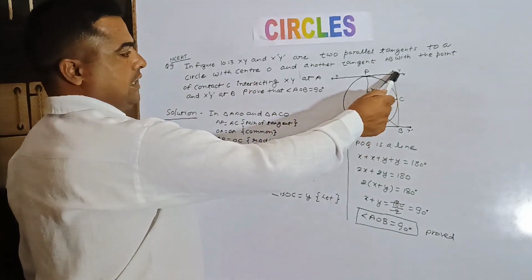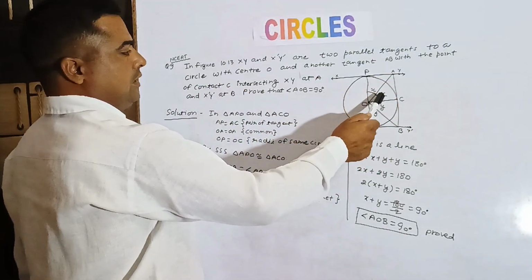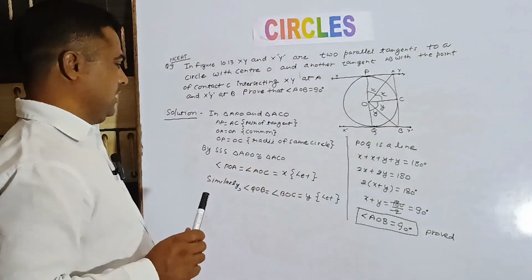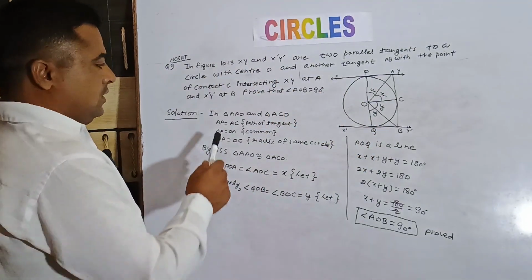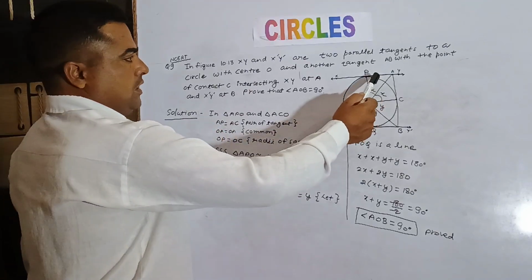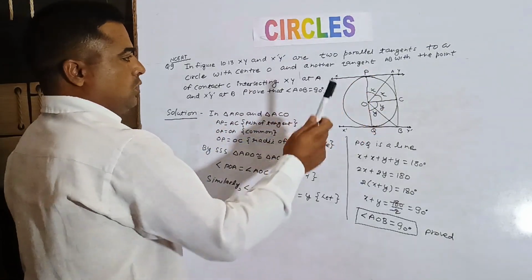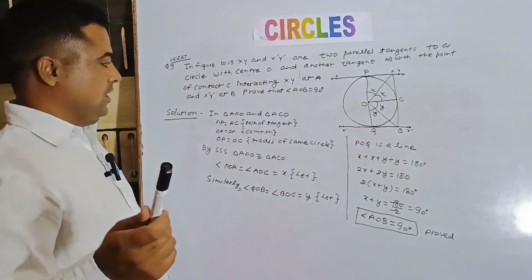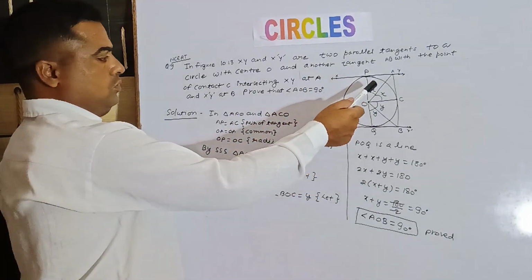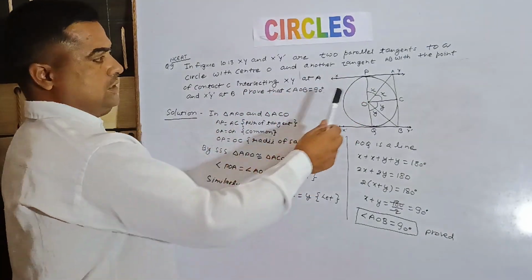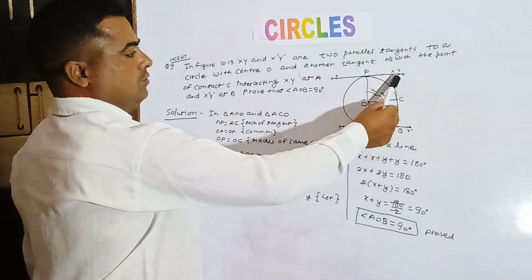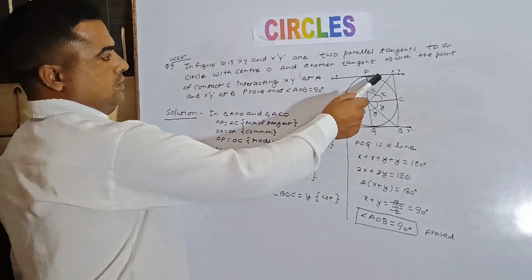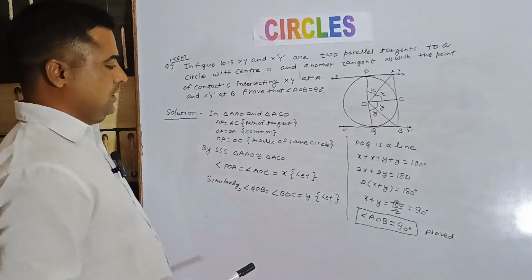We have to show angle AOB will be 90 degrees, means this whole angle will be 90 degrees. We have to show this part. Now we are taking triangle APO and triangle ACO. We have to show both the triangles are congruent. Now you know very well AP equals AC. A pair of tangents from an exterior point are equal. So these two lines will be equal.